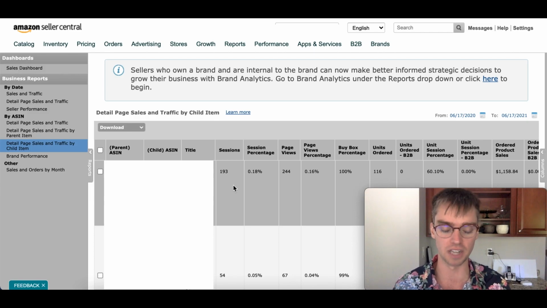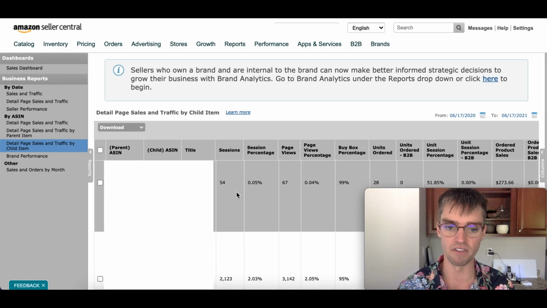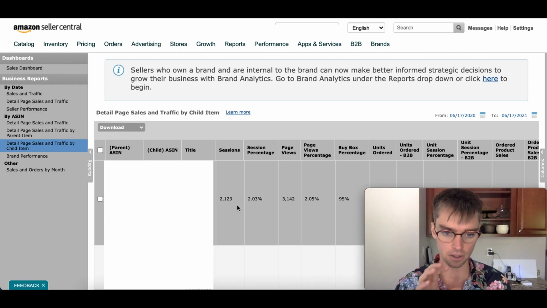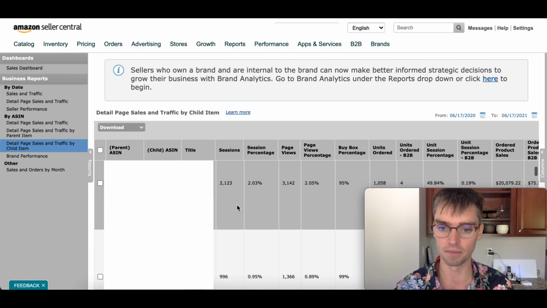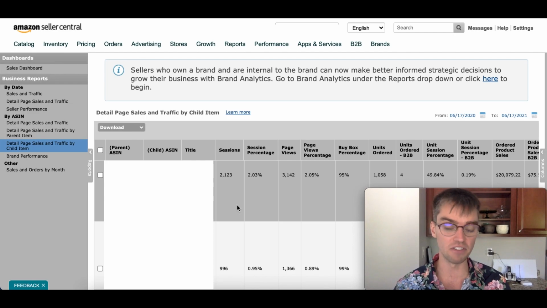But that's just a side note. You can use this however you like. Let's scroll down and see here. We have 193. We have 54. If we scroll down here, boom. This child ASIN has over 2,000 sessions. And if we scroll up, we see that the unit session percentage rate is almost 50%.